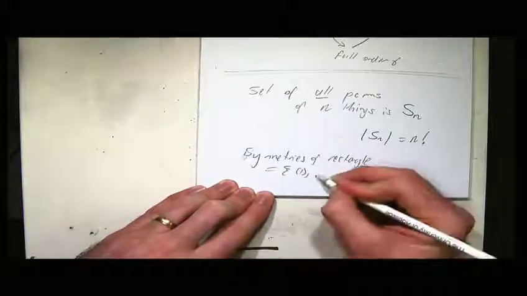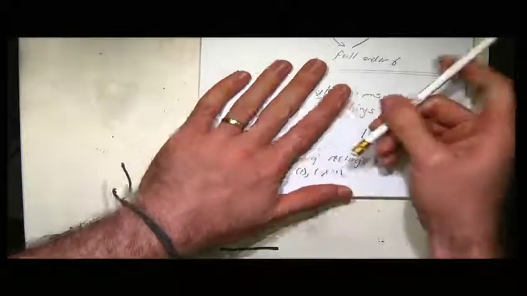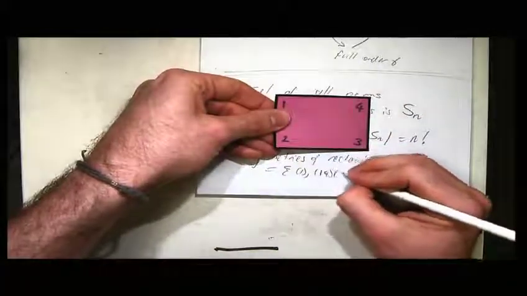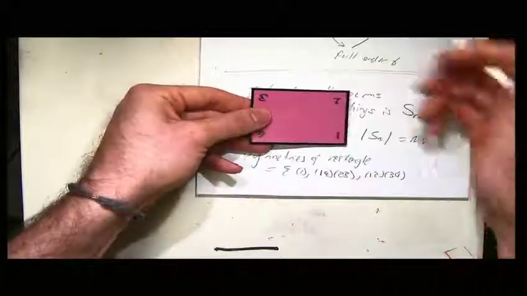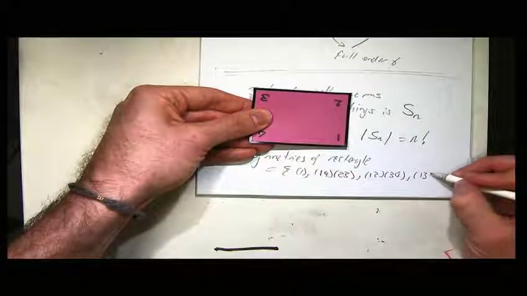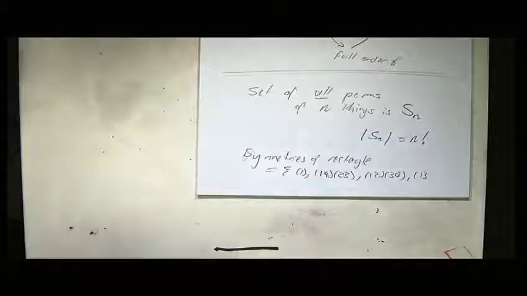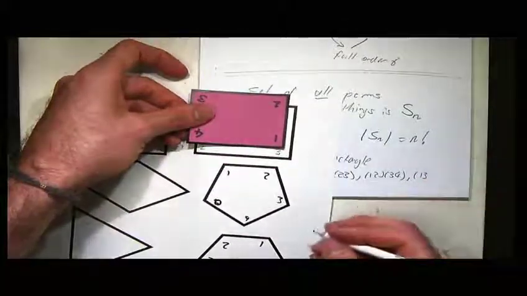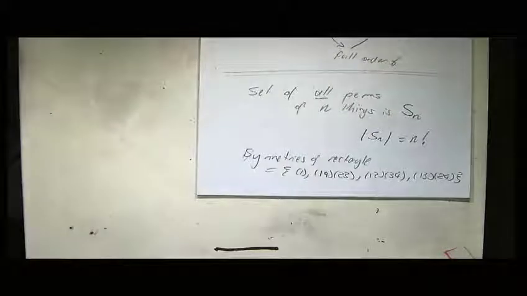which were the identity, then 1, 4, 2, 3, that's the horizontal flip, then 1, 2, 3, 4, that's the vertical flip, and 1, 3, 2, 4. So 1 became 3, 3 became, yeah. Okay. So you'll see they're all made of 2 transpositions.